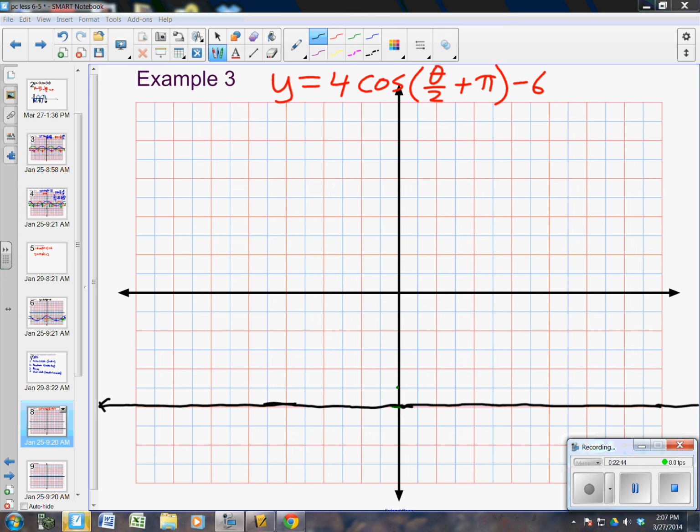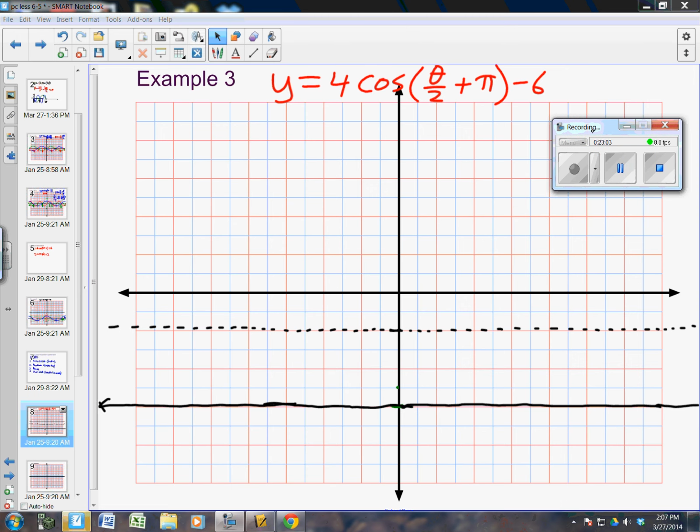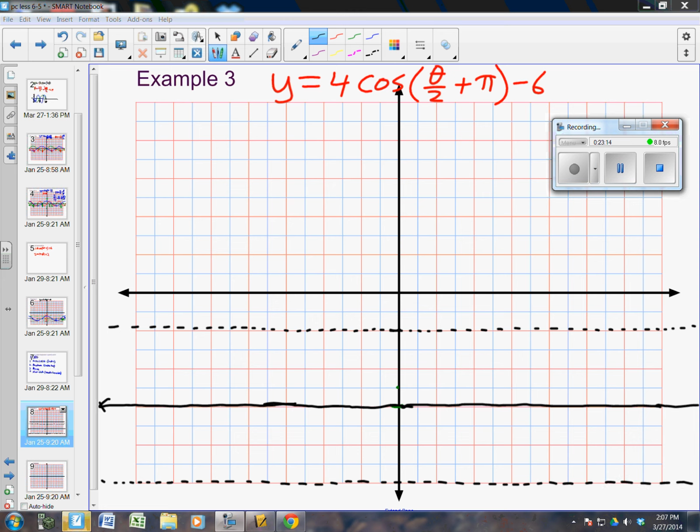Okay, amplitude. So the amplitude's what? 4. So we're going to go up 4 from the midline. 1, 2, 3, 4, and we're going to put dotted lines on the midline. We're going to move this thing up right now for a second. And down 1, 2, 3, 4, and here's our midline, our other dotted line, which is our boundary for our amplitude, how far up and down we're going to go.